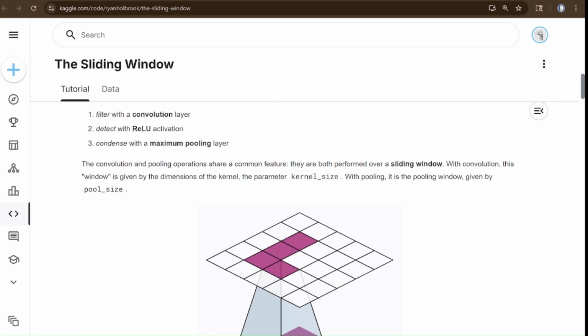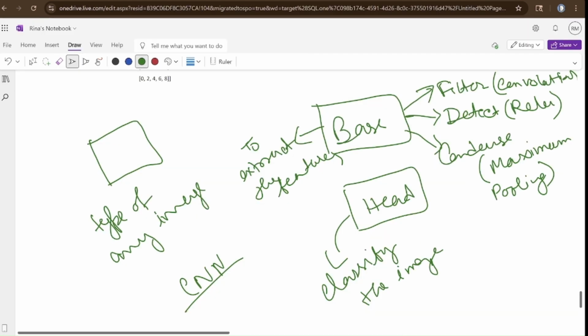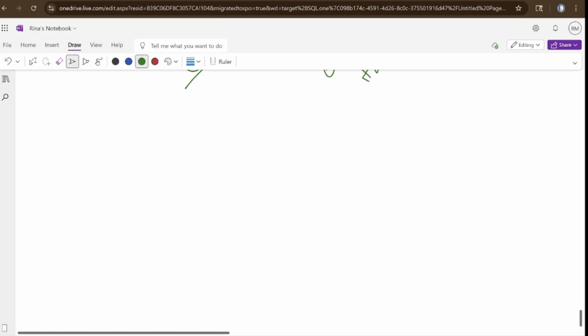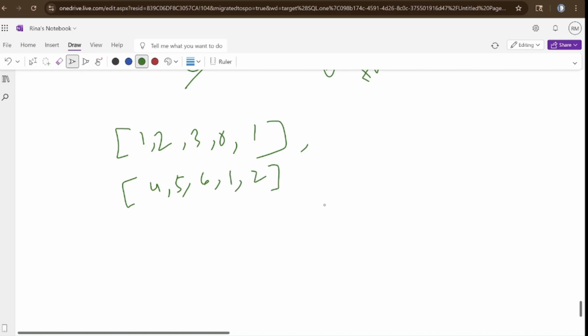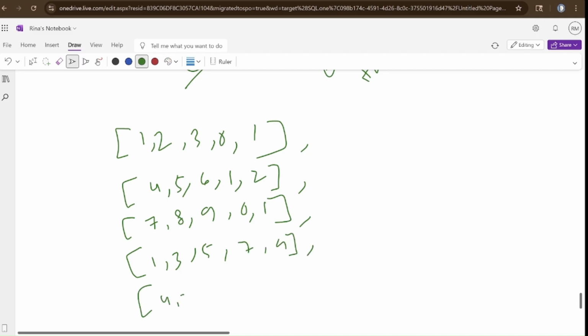Now the convolution and pooling operation share a common feature. They are both performed over a sliding window. This also I told you in earlier class, but let me once again repeat it for you. Let's say your image is 1 2 3 0 1, 4 5 6 1 2, 7 8 9 0 1, 1 3 5 7 9, 4 2 3 5 1. Let's imagine that this is your image.